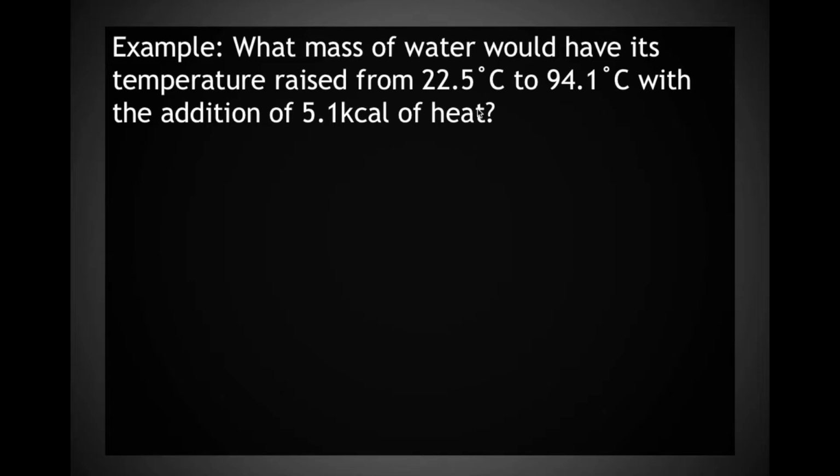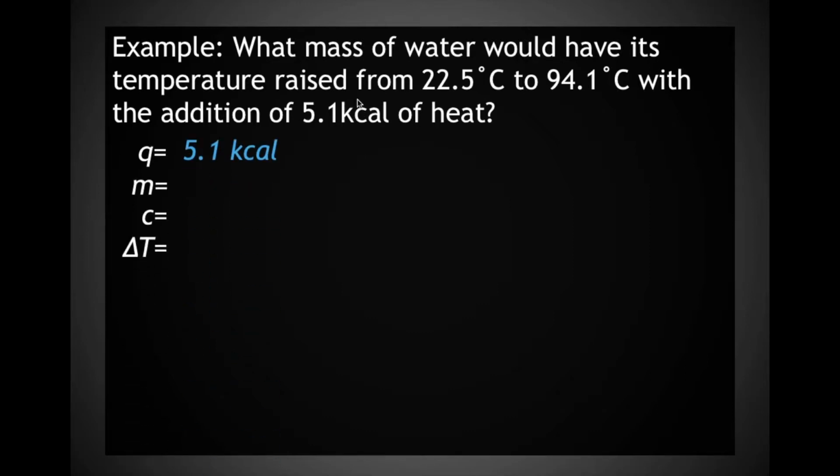Next question is what mass of water. So we're actually trying to find M now. We're going to be given a Q, a C, and a change in temperature. We're not actually given a C in this question, but we do know that the C of water, remember, is in calories, so we're using the unit calories. So the C of water would be 1 calorie per gram Celsius. Q, the heat, will be 5.1 kilocalories.